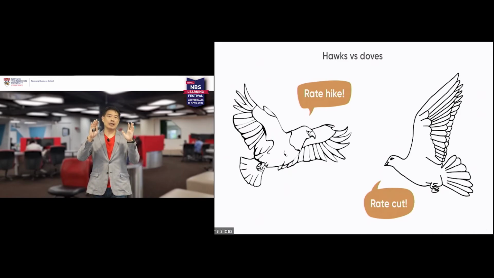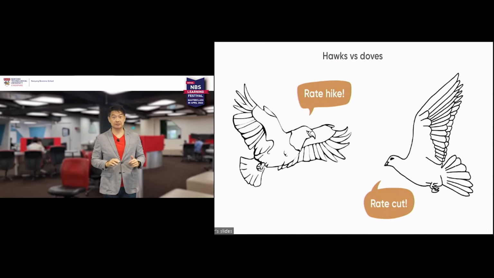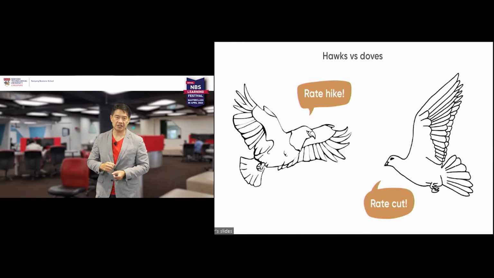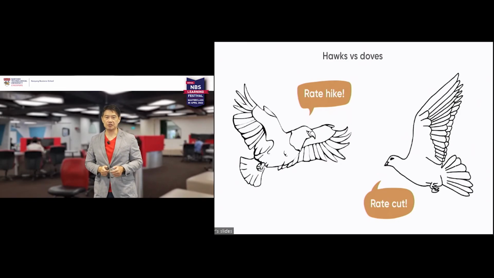Now, in economics, we have this thing called the hawks and the doves. The people who are hawkish, the hawks within the Federal Reserve, are people who are very, very concerned about inflation. They say, look, we must suppress inflation because that's the only way to sustain growth. And therefore, if you look at this picture, you notice that the hawks want to raise interest rates.